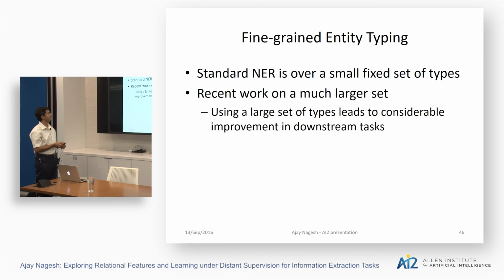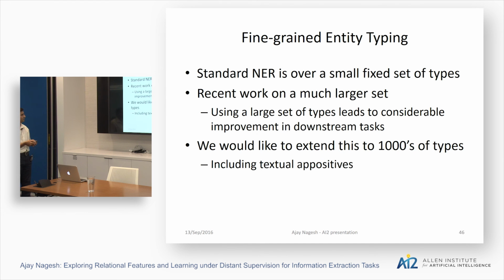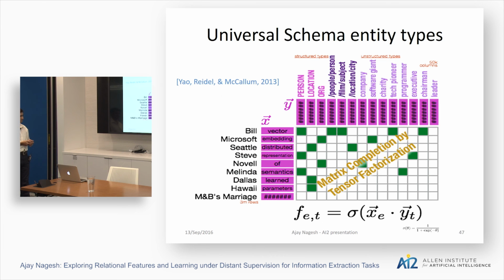It's fine-grained entity typing. So standard NER is over a very small set of types, and there has been a lot of recent work on using a much larger set, and it is shown to improve a lot of downstream tasks like question answering, relation extraction, and so on. Using a fine-grained set of types helps. So we would like to extend this to a very fine-grained set of types, like thousands or 10,000s of types, which can include textual appositives as well.